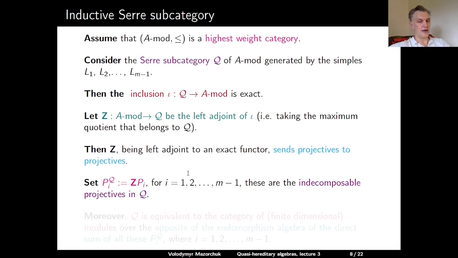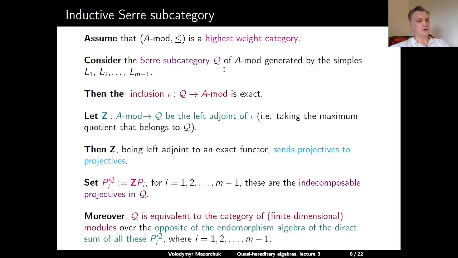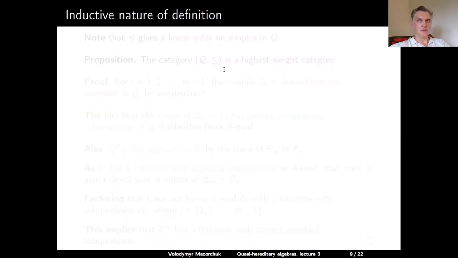So this works for I between 1 and m minus 1, because these are the simples which go to our Serre subcategory Q. And then, as usual, this category Q is equivalent to the category of finite dimensional modules over the opposite of the endomorphism algebra of the direct sum of all these indecomposable projectives Pi upper Q, where I is between 1 and m minus 1. So Q is also a module category over some finite dimensional algebra. And now, with this category in place, we can describe something which we can call the inductive nature of the definition of a highest weight category.